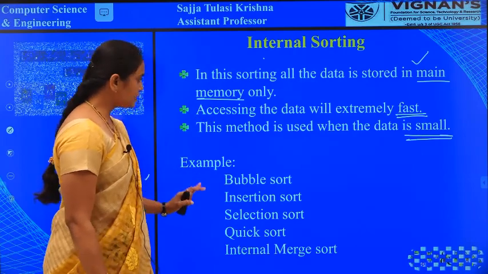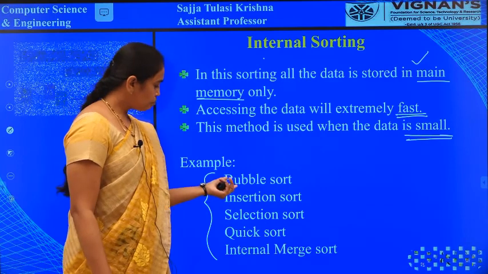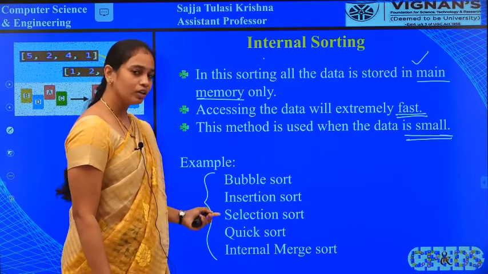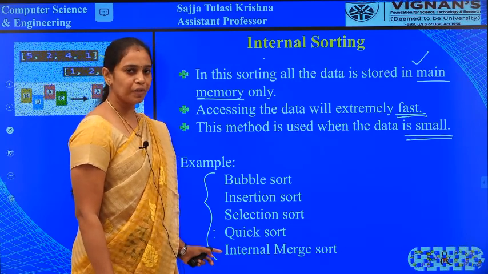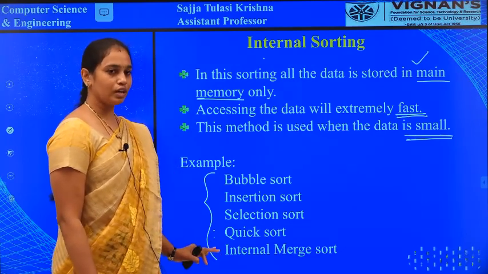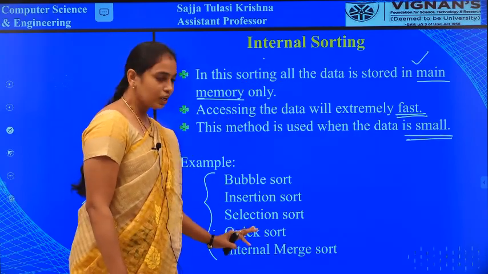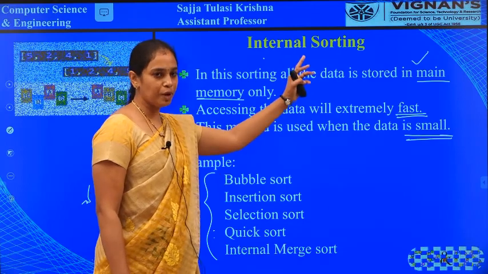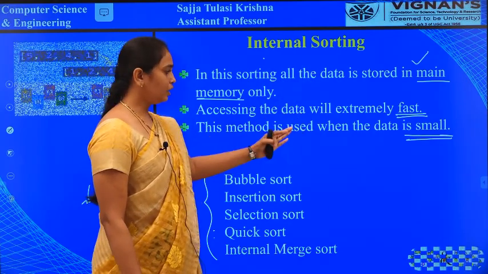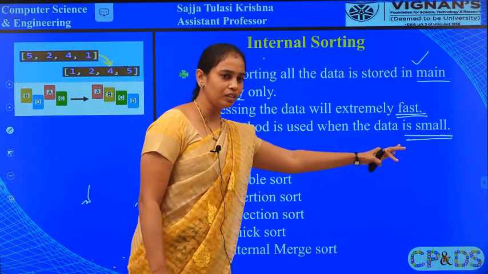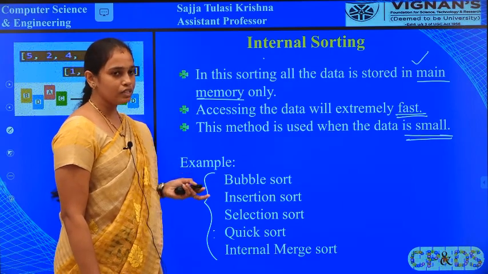So coming to the examples of internal sorting: bubble sort, insertion sort, selection sort, quick sort and internal merge sort. These sorts are examples of internal sorting. This sorting happens in main memory, which is quickly accessible, but it happens when the data is small. So that is called internal sorting.